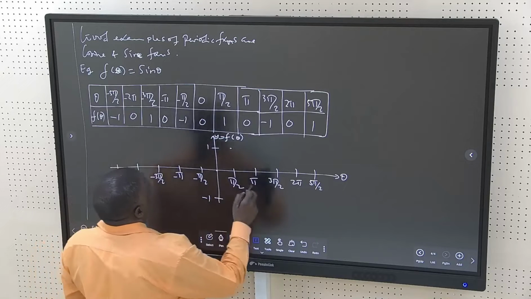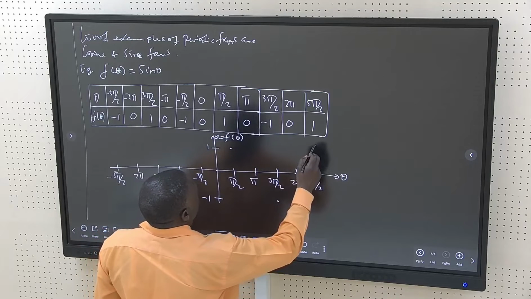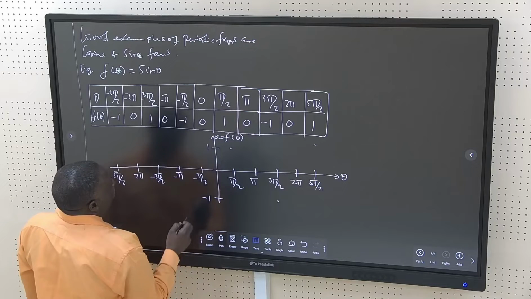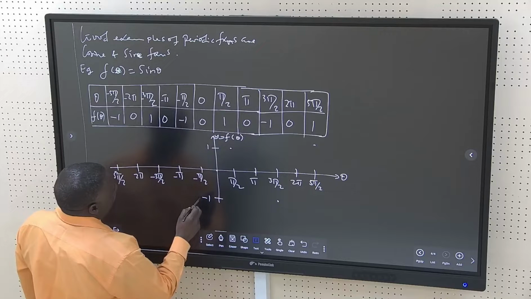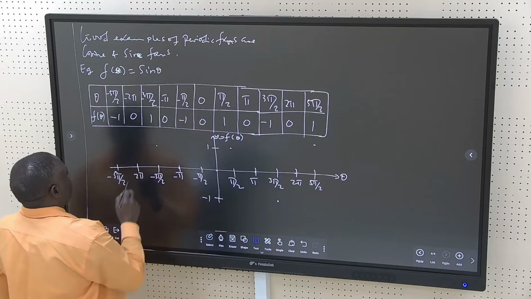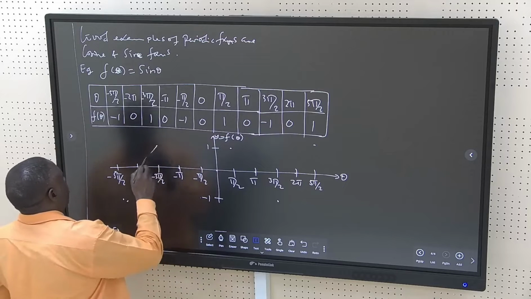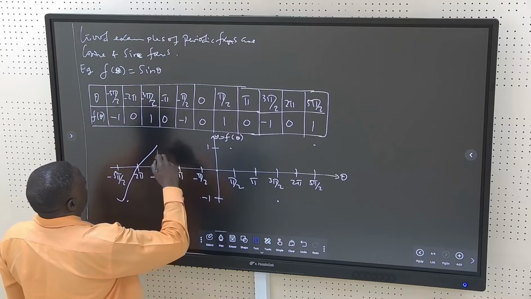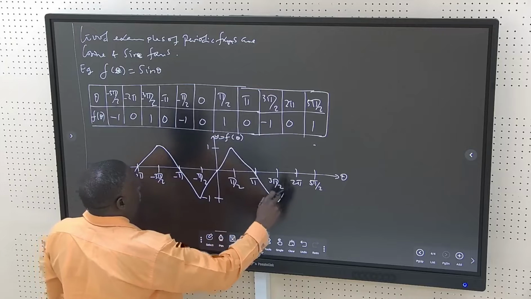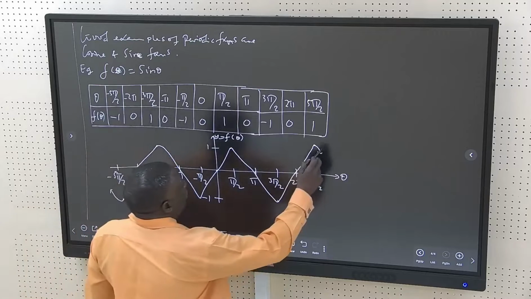When theta is pi over 2 it is 1, then 0, then negative 1, then 0, then negative 1 again going back. Here when it is negative pi, this is negative 1, this is 0, this is negative 1, this is 0. So connecting these points, you can see how the curve passes here, it turns here, it goes there, and it turns that way. So this is the sine curve.